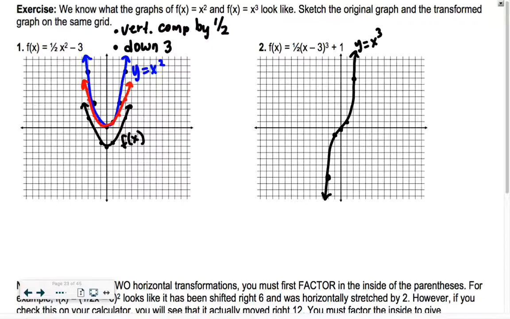So we're doing a couple different things here. So we're going to go in what direction with the x minus 3? No, right, 3. Yep, it's opposite of what you think. I'm going to go vertical compression again by 1/2. And then what direction am I moving? Up 1. Okay.